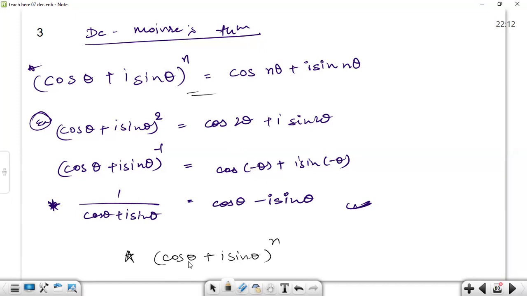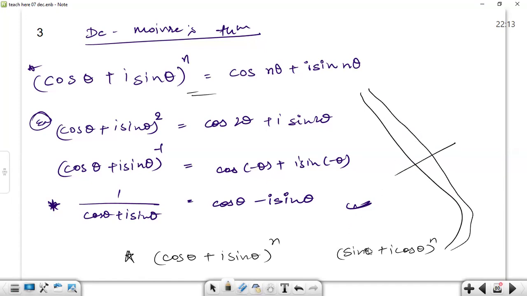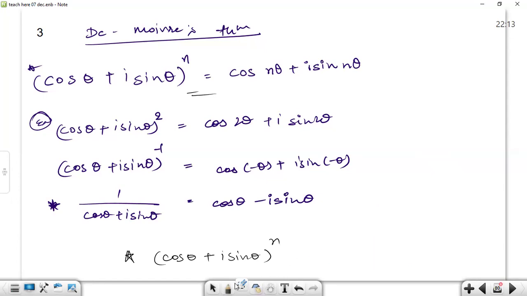Note one thing: the iota is with the sin theta, okay? And both of the angles are the same. If something is written otherwise, we cannot apply the same result here. Why? Because the expression is changed now. Clear? Any doubts, anyone? No, sir. And also both of the angles are the same.